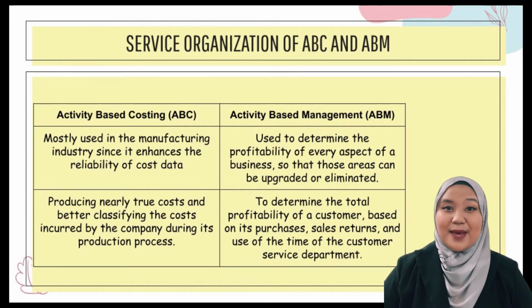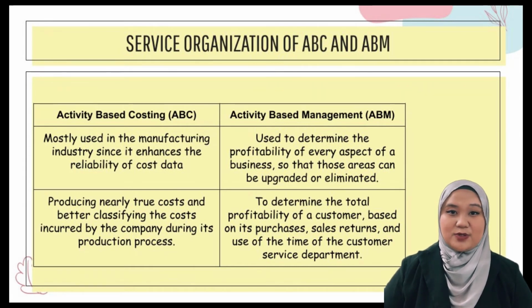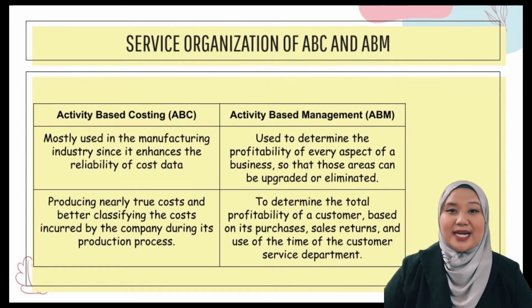We present the difference between activity-based costing and activity-based management. ABM draws on ABC to provide management reporting and decision making. First and foremost, from the article entitled "What is the difference between ABC and ABM?" we can know how the ABC and ABM systems differ in companies. ABC is mostly used in the manufacturing industry since it enhances the reliability of cost data, hence producing nearly true cost and better classifying the costs incurred by the company during its production process.